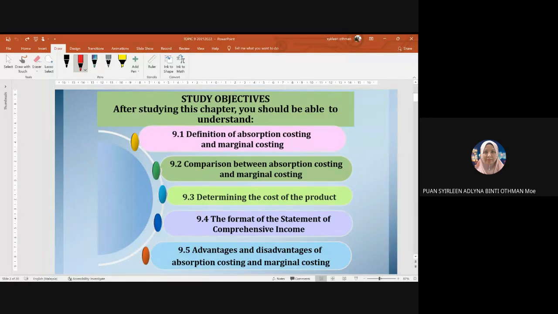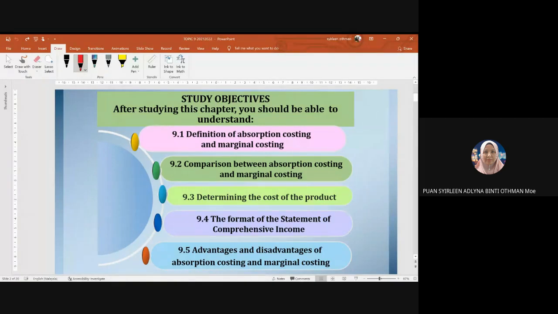So income statement ni format dia ada dua yang berbeza. Kalau kita buat income statement guna absorption costing, it's the same format that you've been using all this while, sebab apa yang kita belajar di AA025, your comprehensive income statement tu format dia sama dalam absorption costing. Cuma nanti di income statement tadi ada satu tambahan di mana kita ada buat adjustments di cost of goods sold.